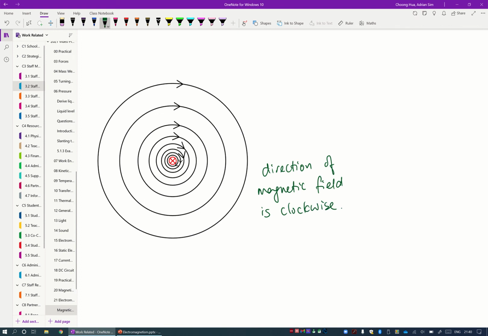The direction of the magnetic field is clockwise, and the number of magnetic field lines also represents the strength of the magnetic field. The lines that are closer together, nearer the conventional current, mean the magnetic strength is stronger, and further away, the magnetic field lines are spaced further apart. So we say the magnetic strength becomes weaker. As we move further away from the conventional current, the magnetic strength becomes weaker.